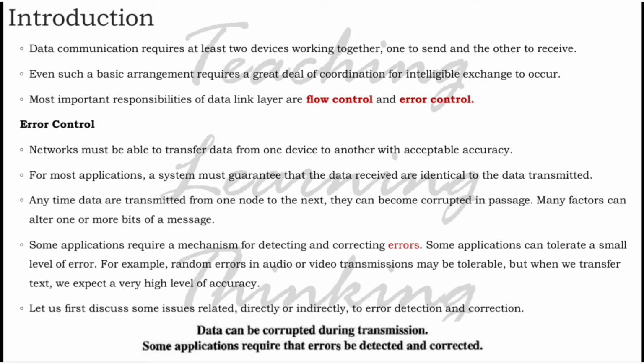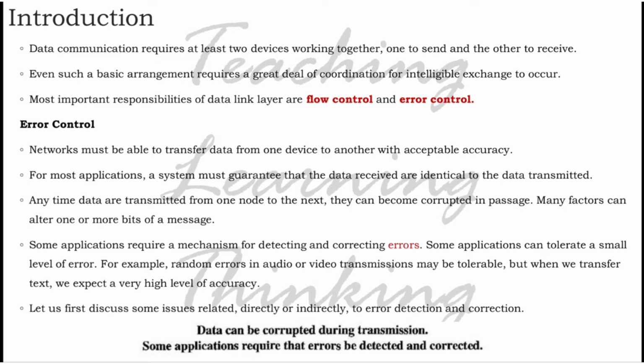Error control means the network must be able to transfer data from one device to another with acceptable accuracy. For most applications, a system must guarantee that the data received are identical to the data transmitted. This is the most important criterion: what we send from the sender, the receiver must receive the same as what the sender sent.